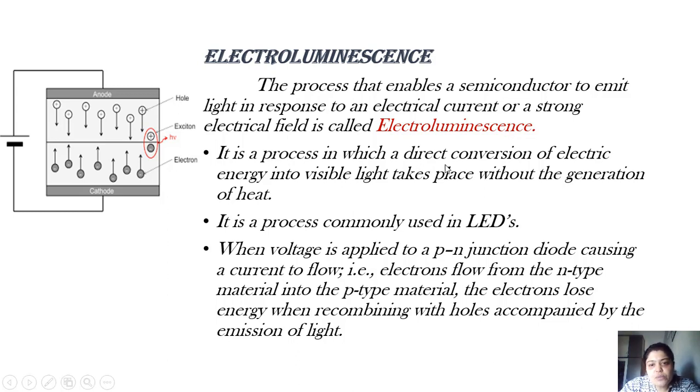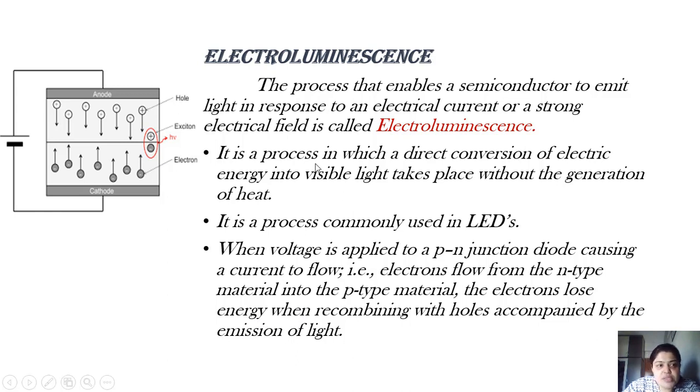It is a process in which direct conversion of electrical energy into visible light takes place without generation of heat. Because it generates very little heat, that is the reason LED lights have replaced our conventional lighting system. It is a process commonly used in LEDs when voltage is applied to a PN junction diode, causing a current to flow. That means in forward bias condition, the electrons from the N type flow to the P type, and the electrons lose their energy when combining with holes, accompanied by emission of light.